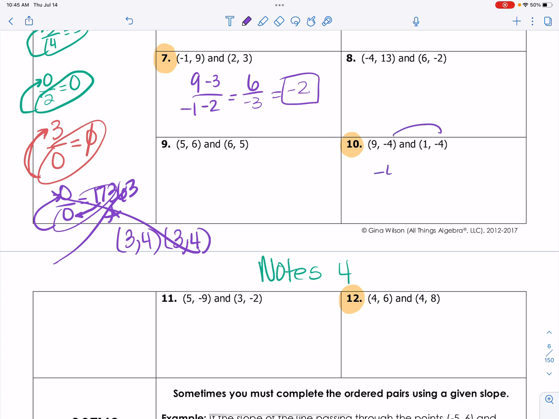Okay. On this one, I would have negative 4 minus negative 4 over 9. I'm just going that way. Minus 1, so negative, negative. That becomes 0 over 8, so my answer is 0.